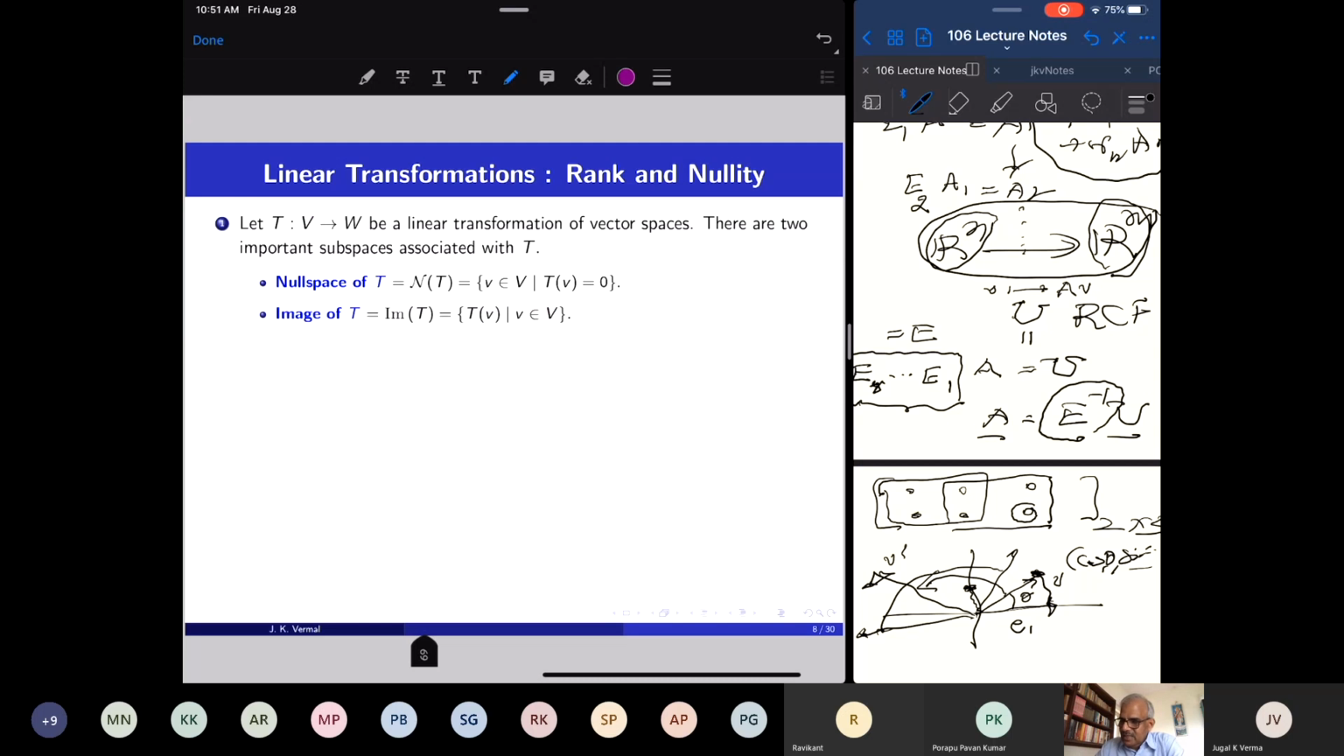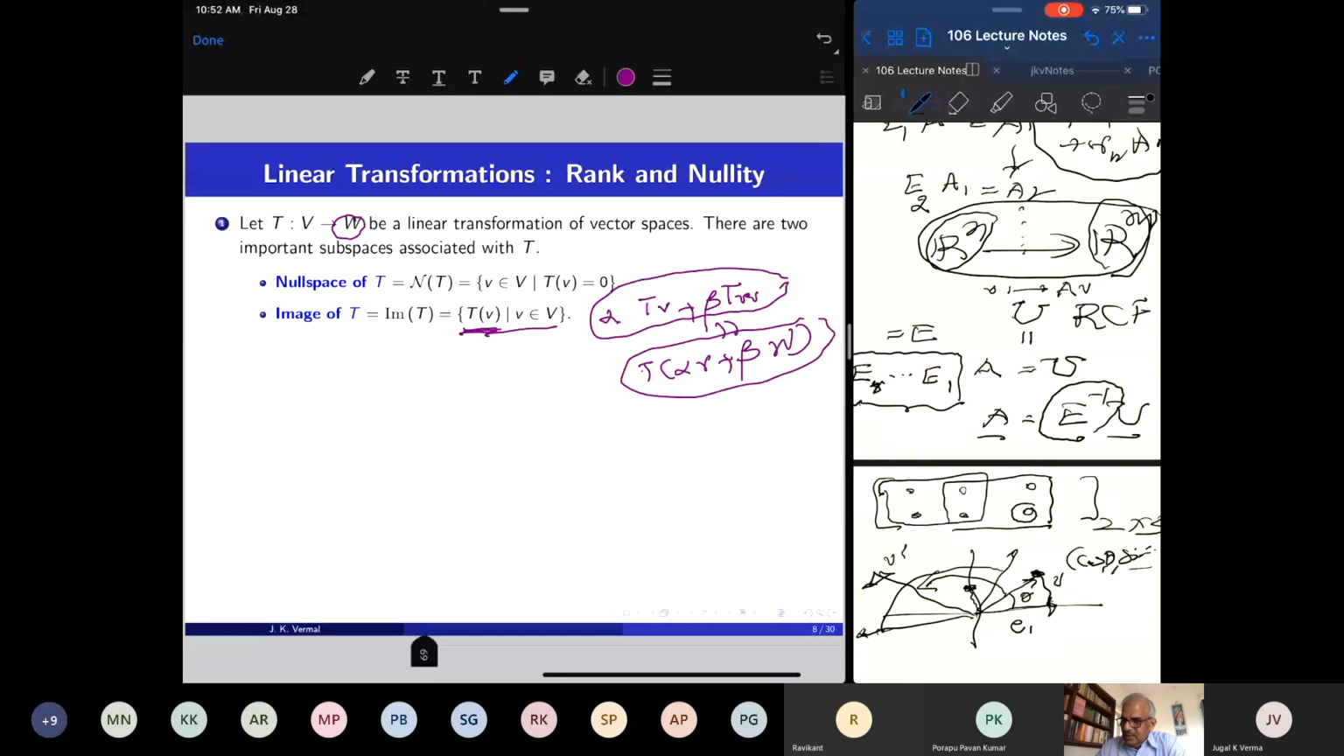Similarly, the image is all the output vectors. All the output vectors form a subspace of W. If I take 2 output vectors, TV and TW, these are vectors in the output, and I take their linear combination. That is the same as T of alpha V plus beta W. So a linear combination of 2 vectors in the image is also in the image of T. And therefore, the image of T is a subspace of W.